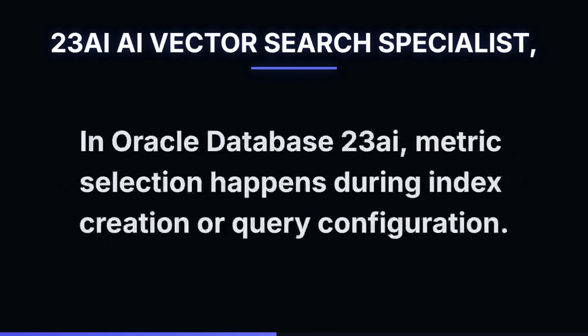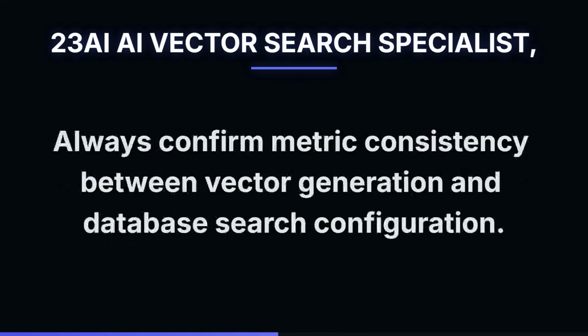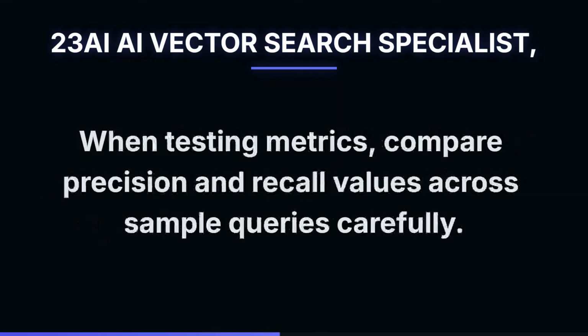In Oracle Database 23i, metric selection happens during index creation or query configuration. Always confirm metric consistency between vector generation and database search configuration. When testing metrics, compare precision and recall values across sample queries carefully.